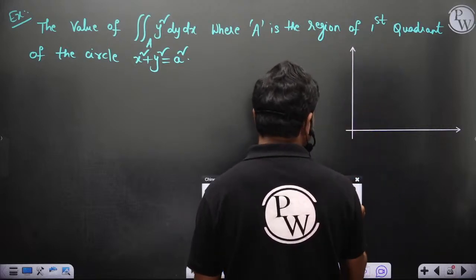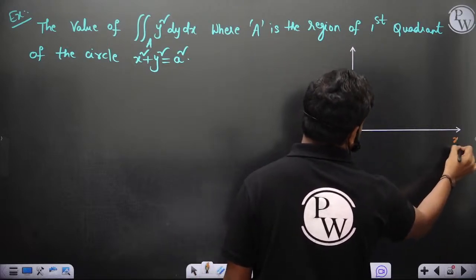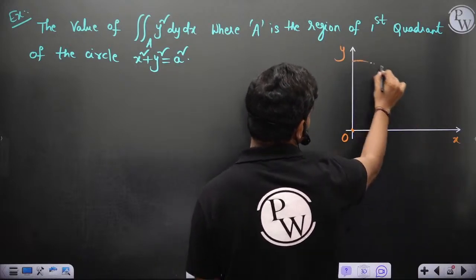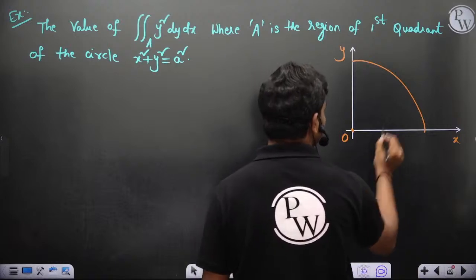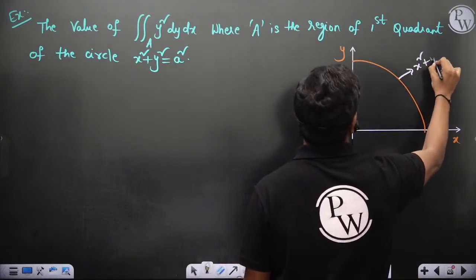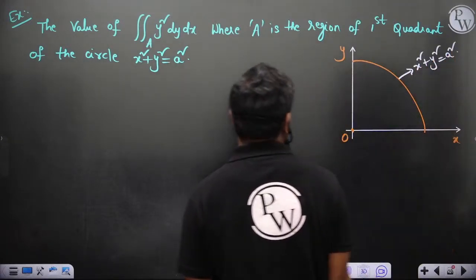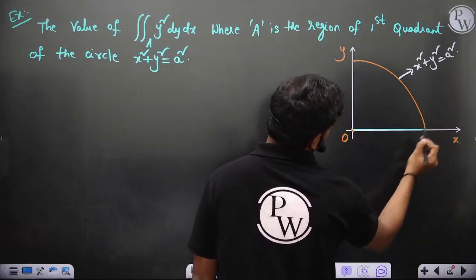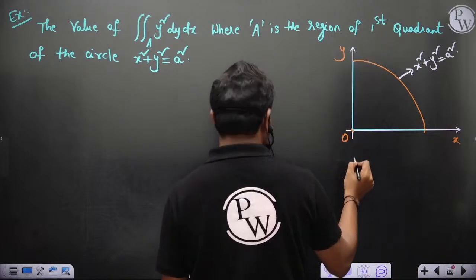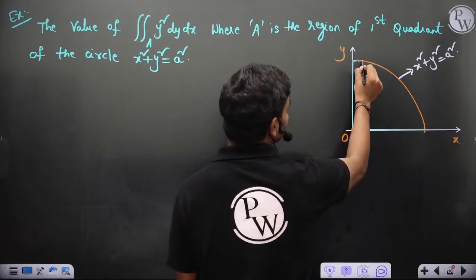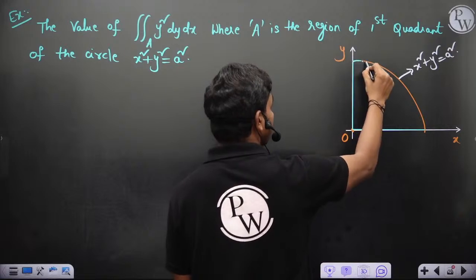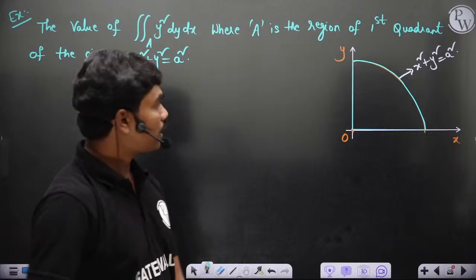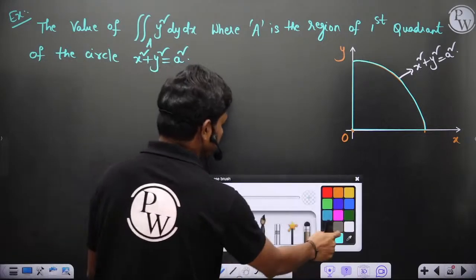So take the origin, x and y, and you have this curve, x square plus y square is equal to a square. The region which is bounded is undoubtedly this x-axis, this y-axis, and everything which is inside this blue colored curve. So everything inside this blue colored curve is the region which is bounded, right? Now if you want to evaluate this integration, let's see how to do it.